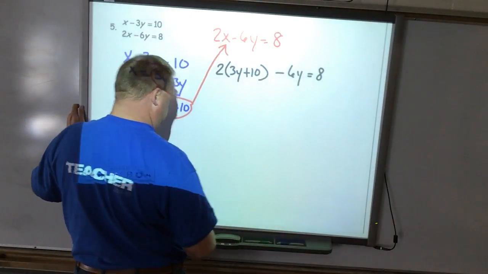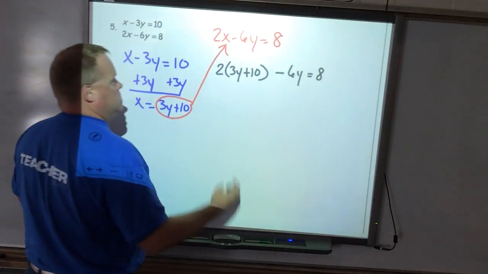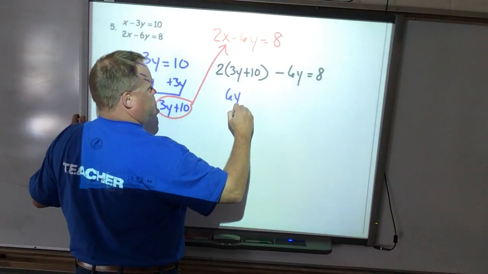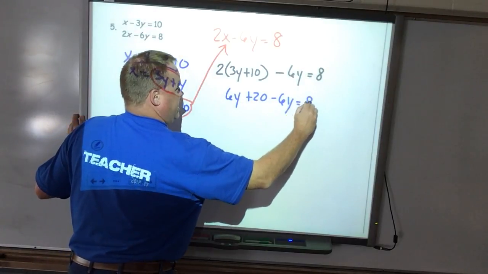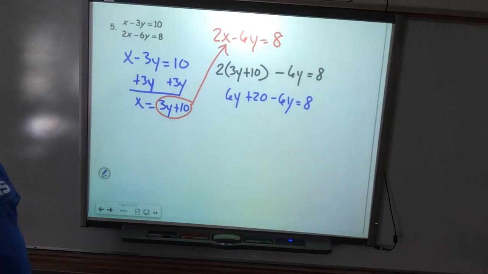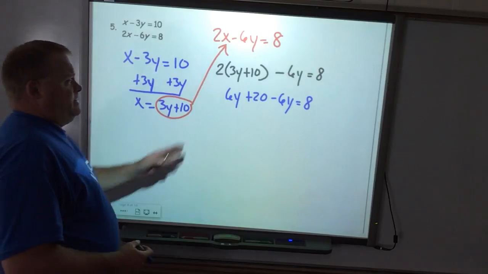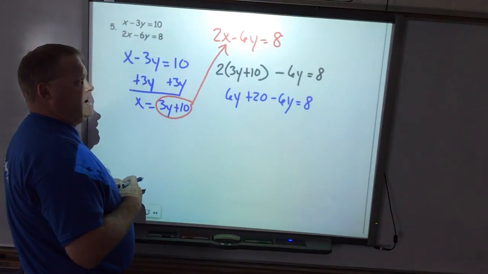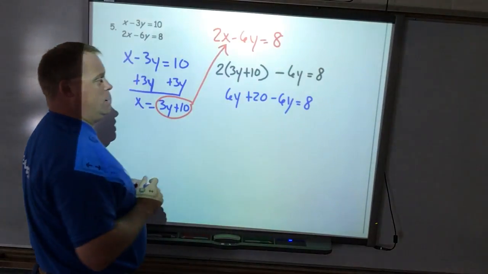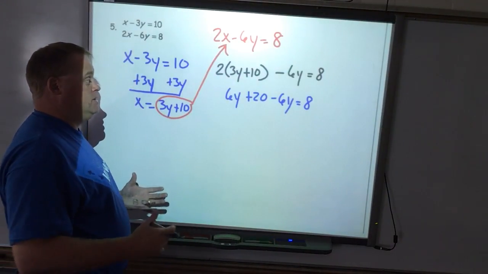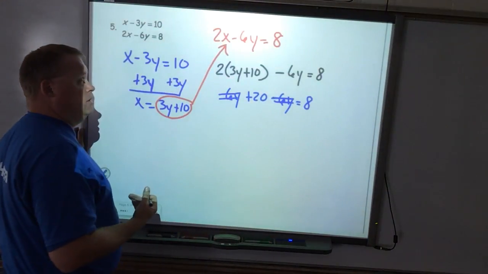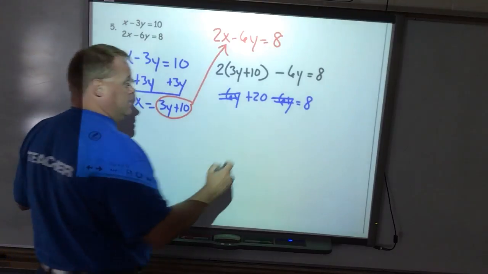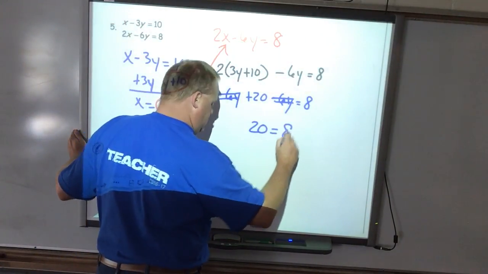Now I'm just going to solve. Let's go blue. 2 times 3y, 6y, plus 20 minus 6y equals 8. Wow. What do I notice here? Well, I notice I've got a 6y and a negative 6y on the same side. Well, 6y minus 6y is no y's left over. So the only thing I have left, because these cross out, they're on the same side of the equation. I can't have 0y, it just goes away. So I'm down to 20 equals 8.